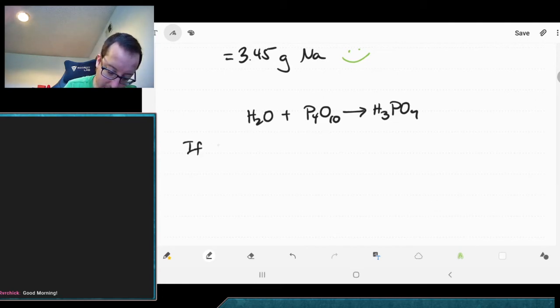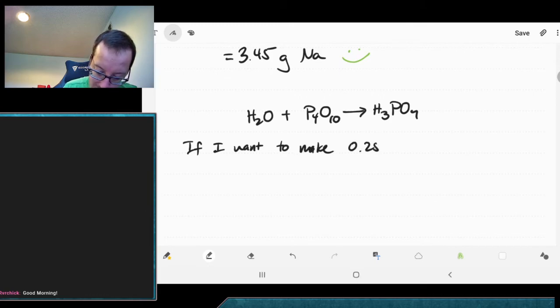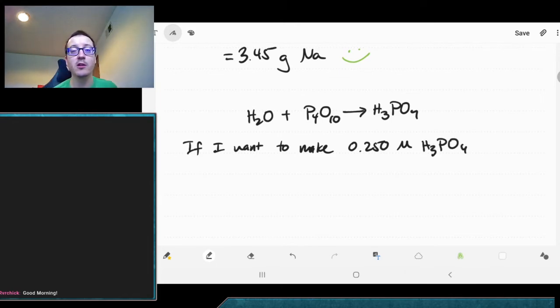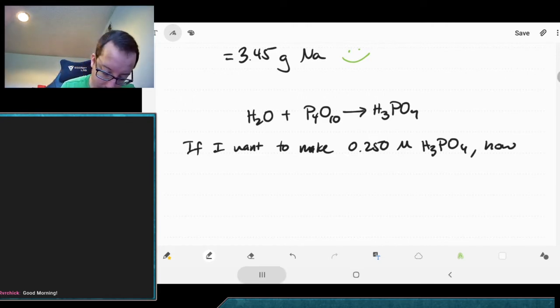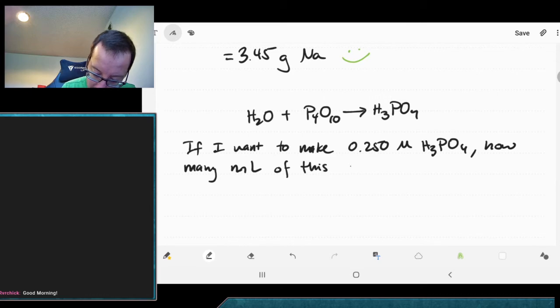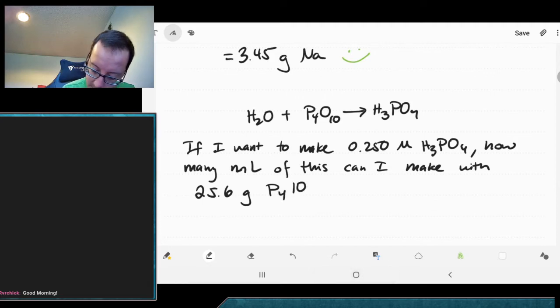Okay, if I want to make 2.250 molar phosphoric acid, how many ml of this can I make with, I don't know, 25.6 grams of tetraphosphorus decoxide?